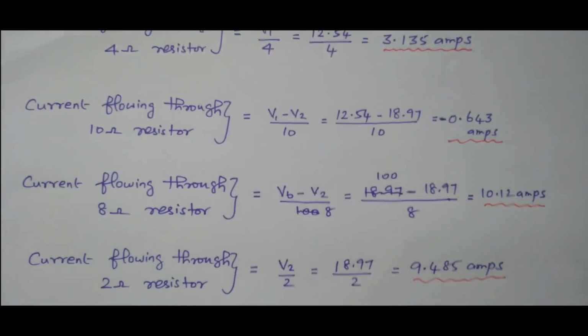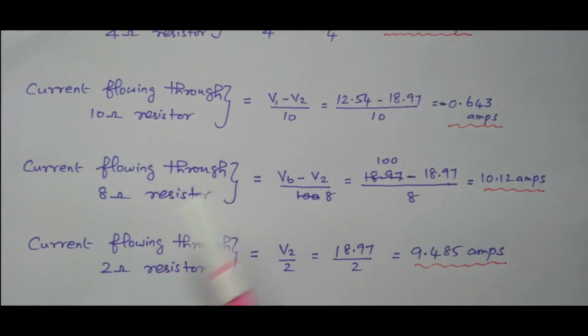Two more resistors are available. Current flowing through the 8 ohm resistor is VB minus V2 divided by 8, as it is connected between the second supply voltage and V2, the second node. So 100 minus 18.97 divided by 8 is 10.12 amperes. And one more resistor, the current flowing through the 2 ohm resistor is V2 by 2. 18.97 divided by 2 equals 9.485 amperes. Now we have calculated the current flowing through all 5 resistors.